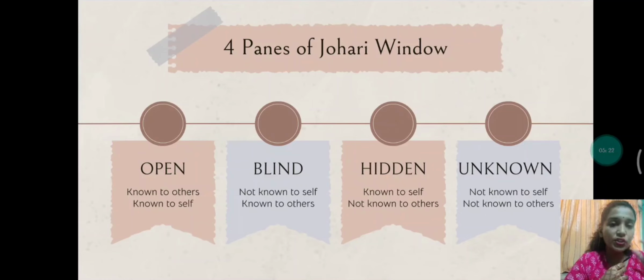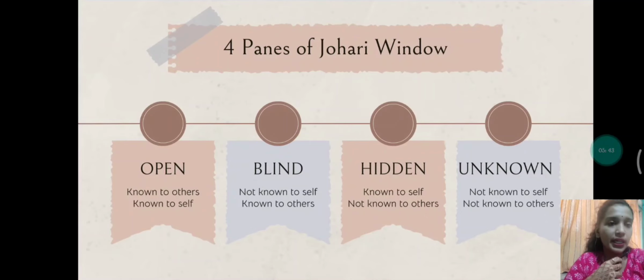The first two windows represent your true self, while the other two windows represent the part that is known to others but not to yourself. We will learn in depth about these four rooms, or the four panes of the Johari Window.